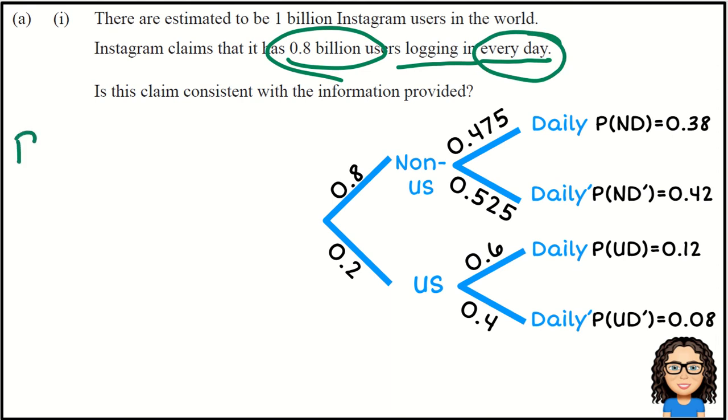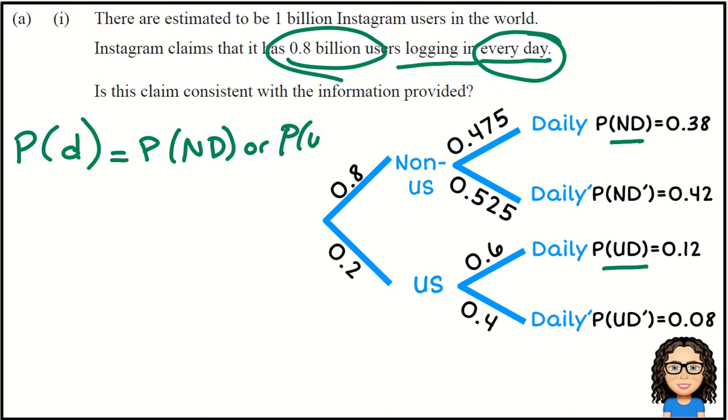So what we want is to find the probability of people logging in every day. There are 2 ways that they could be. It could be somebody not in the US logging in daily, or it could be somebody in the US logging in daily. So it could be ND or UD. So we are going to add these 2 probabilities: 0.38 plus 0.12, and that's going to give a probability of 0.5.